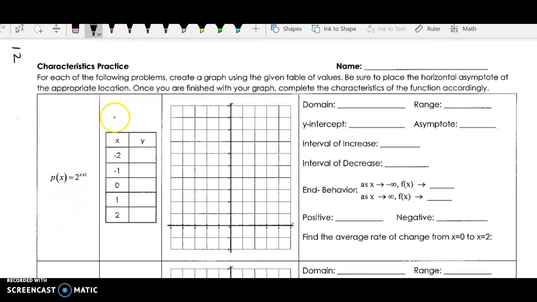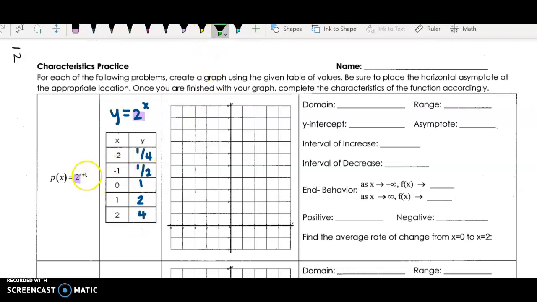The parent function of p of x equals 2 to the x plus 1 will be y equals 2 to the x. The base for this function is 2, so this will be a growth function, and the table will be created by using the powers of 2. 2 to the 0 equals 1, 2 to the first power is 2, and 2 squared is 4. To fill in the negative side, we'll use the reciprocal of 2 to the first, which is 1/2, and the reciprocal of 2 to the second, which is 1/4. This will be the basic pattern that I plot on my graph.